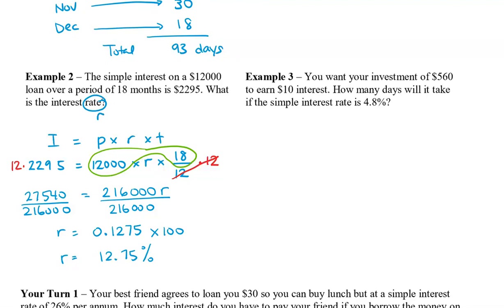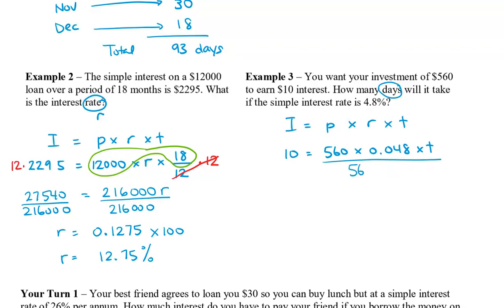All right, in example 3, we have an investment of $560, and we want to earn $10 interest. So this time we're looking for how many days, which is our time, will it take if the simple interest rate is 4.8%. So again, we're going to start by writing our I equals PRT formula. Our interest that we want to have or earn in the end is $10. Our principal is 560 times 0.048 times t. So to isolate our t, I'm going to divide both sides by 560 and also by 0.048. We're going to do that on both sides.